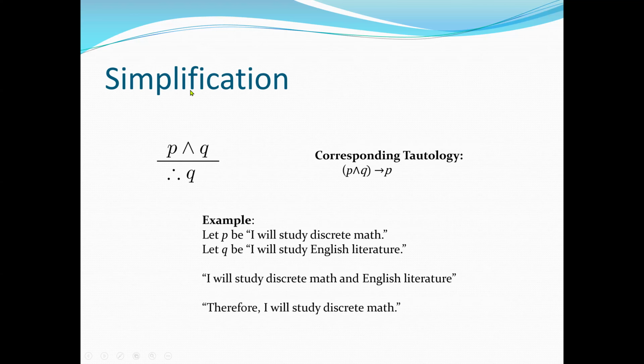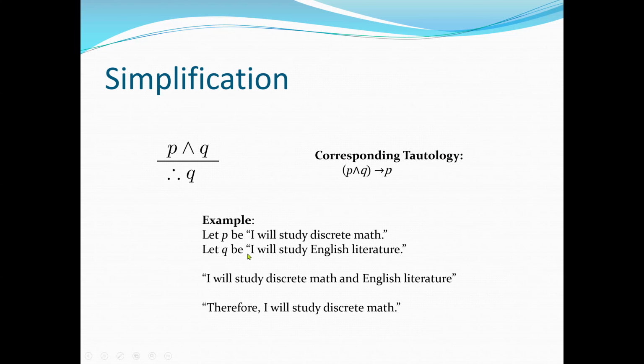So next we go to the simplification. This time we are using again the "and". So P and Q, therefore we have Q. If I have P and Q, then we have Q. This "and" means for this expression to be true, both P and Q must be true. So that's why the corresponding tautology says P and Q implies P.